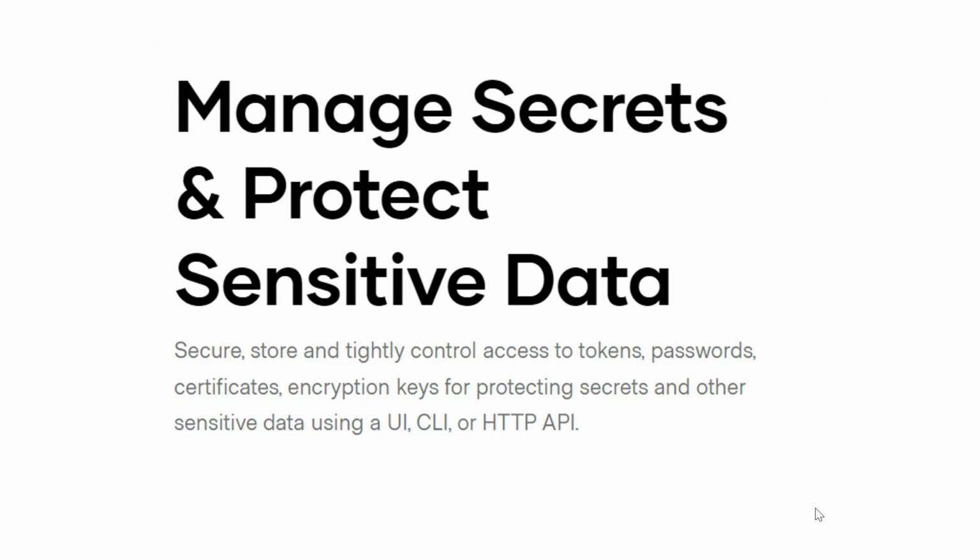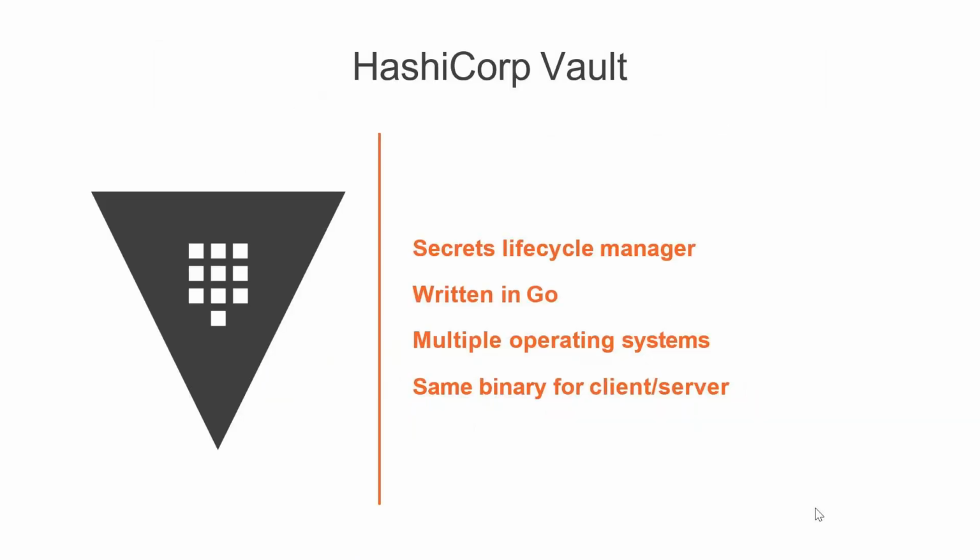Okay. Securely store and tightly control access to tokens, passwords, certificates, encryption keys for protecting secrets and other sensitive data using UI, CLI, and HTTP API. Okay, so this is something which we have. So HashiCorp Vault is a secret lifecycle manager written in Go, for multiple operating systems, with the same binary for client and server. So here, secret lifecycle manager means what?